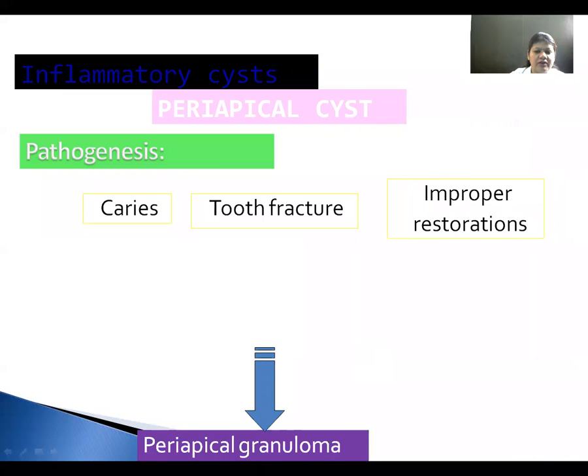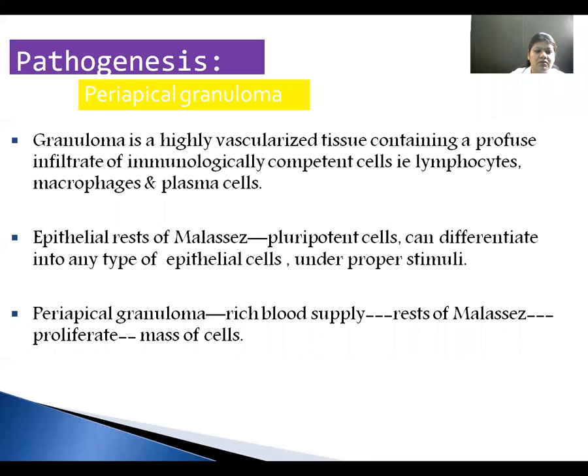So caries, tooth fracture, improper restorations cause pulp necrosis, which causes the periapical granuloma. So this is the pathogenesis of periapical cyst. Granuloma is highly vascularized tissue containing a profuse infiltration of immunological cells, that is lymphocytes, macrophages, and plasma cells. The epithelial rests of Malassez are pluripotent cells that can differentiate into any type of epithelial cells under proper stimuli.